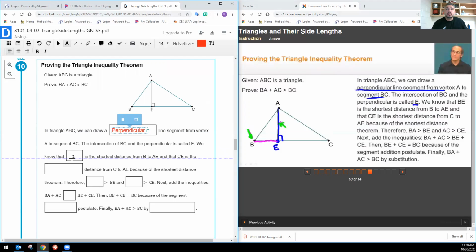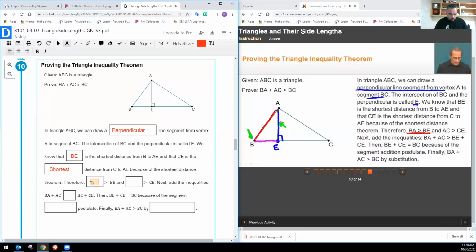Now let's think about this. Do you see another line on this diagram that goes through B and connects AE? Now, I do. That's AB. And because BE is the shortest distance that will connect B to AE, AB has to be greater than it. That's what we're saying here, that BA is greater than BE.